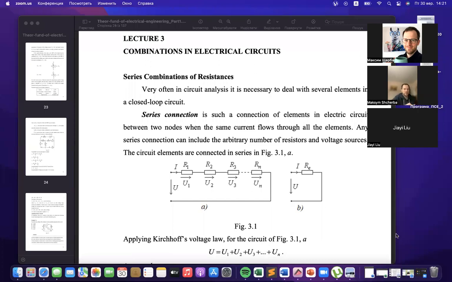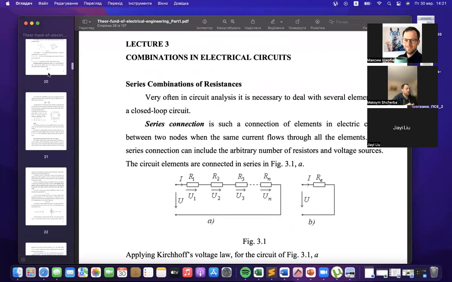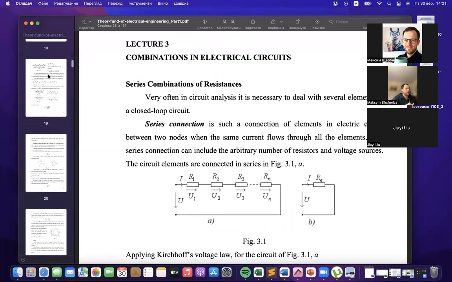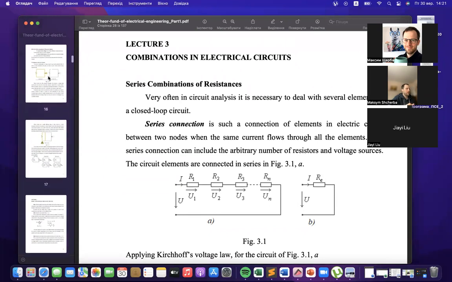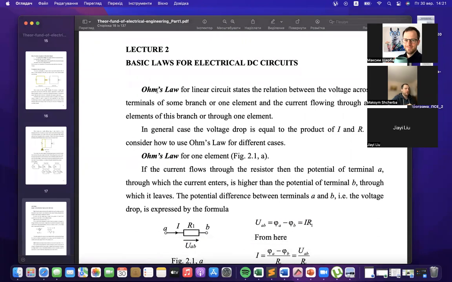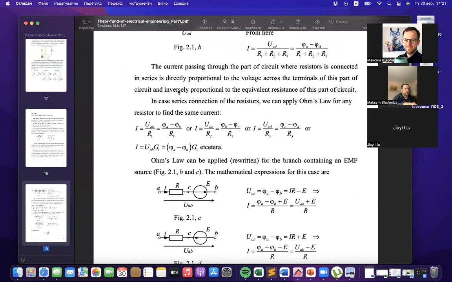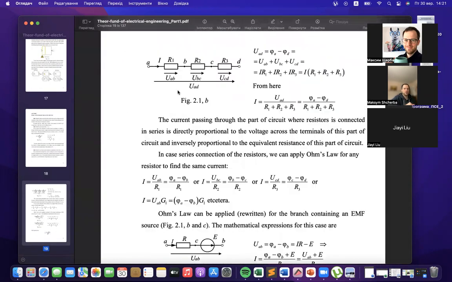Let's make our next lecture, our next recording. Today, we should move to the main laws of electrical engineering. It's three laws that are called Ohm's law, Kirchhoff's law for current, and Kirchhoff's law for voltage.